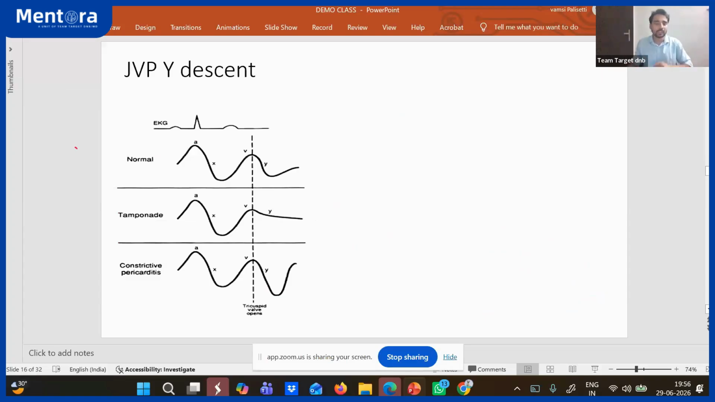I think since childhood you are studying all these things. So JVP is A wave, X descent, V wave and Y descent. A wave indicates your atrial contraction. We know already. Okay, and V indicates your venous return. And Y indicates your ventricular filling. Suddenly blood from atria goes into the ventricle, so therefore there is a Y descent. The pressures in the atria fall down, there is a Y descent. We already know this. Now let us see what is the difference in tamponade and constrictive pericarditis.